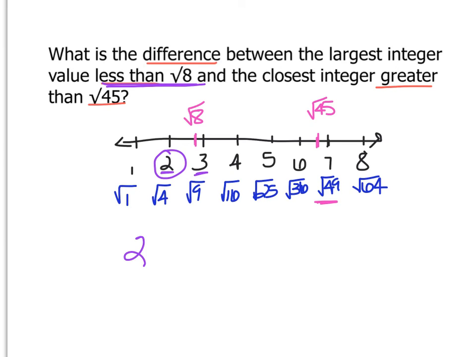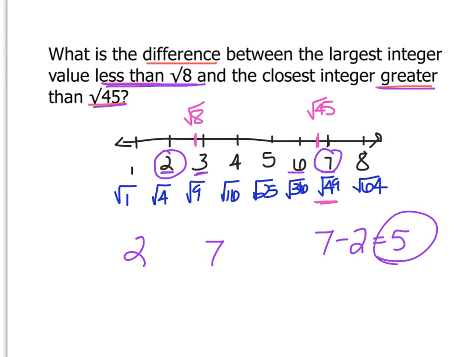Then I'm looking for the closest integer greater than the square root of 45. The square root of 45 is in between 6 and 7. Which one is bigger? 7. And then I want the difference, so I need to do 7 minus 2, which gives us 5.